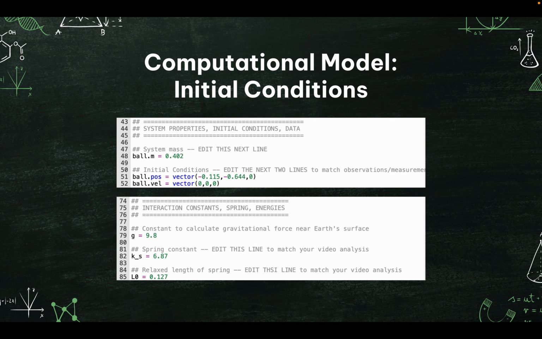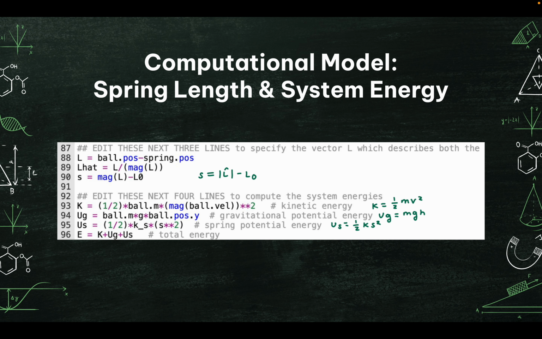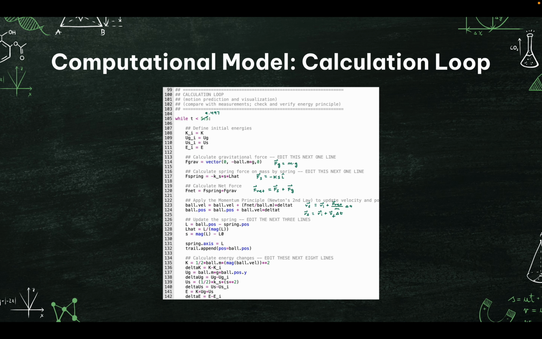For our computational model, these lines of code are just our initial conditions that we arranged to fit our system and what we calculated in the previous slides. In this part of the computational model, we used the formulas we derived earlier and adjusted them to make sense according to the variables in the code to help compute the spring length and the system's energies. Then, according to the energy principle, the total energy is equal to the sum of the kinetic energy, gravitational potential, and spring potential.